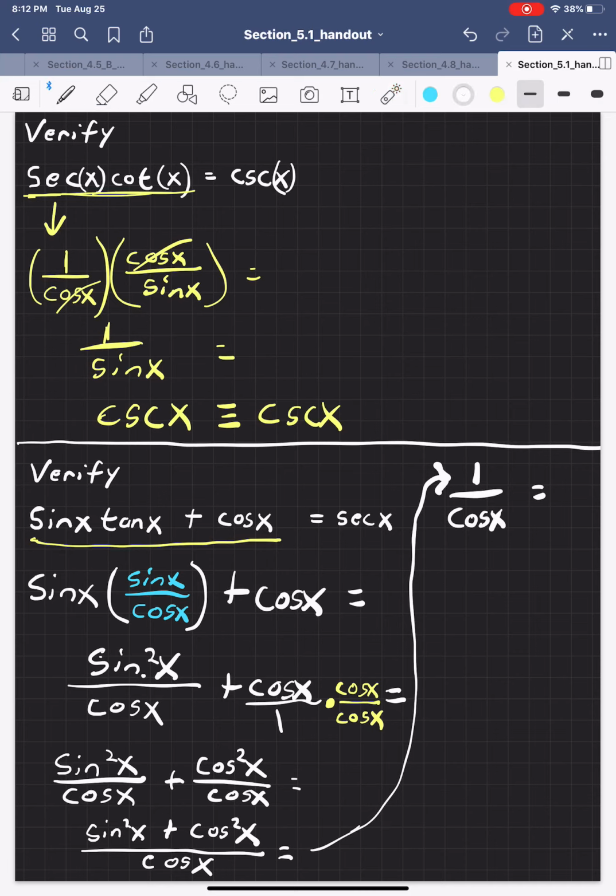And finally, we're almost there. What is this last step? Well, 1 over cosine is secant. So at this stage, there's my triple equal symbol. We have verified our identity.